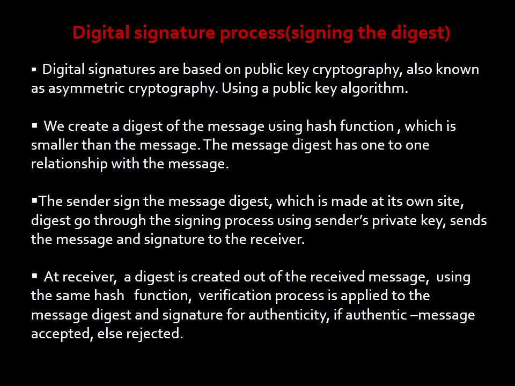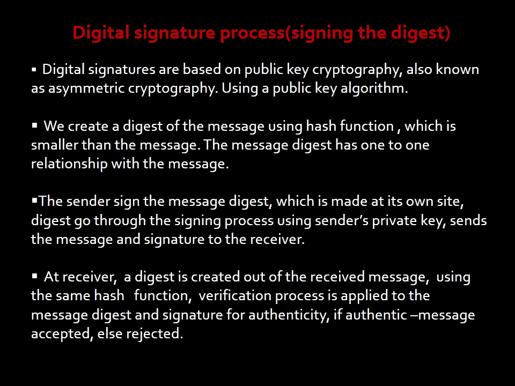So basically the sender signs the message digest, which is created using a hash function at its own site. The digest goes through the signing process using the sender's private key. Remember, the sender's private key. It sends the message and signature to the receiver. At the receiver's end, again a digest is created out of the received message using the same hash function. The verification process is applied to the message digest and the signature for authenticity. If authentic, the message is accepted, else it is rejected, right?